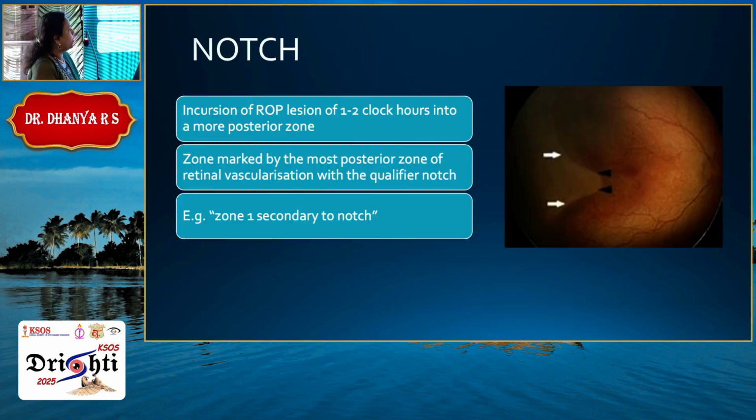Now, one important thing that you have to know is what is a notch. Notch is an incursion of ROP lesion of 1 to 2 clock hours into a more posterior zone. Suppose you see that a baby's retina has mostly reached up to the zone 2, but 1 to 2 clock hours of the temporal retina is having a notch into the zone 1. Then you have to mark it as zone 1 secondary to notch. This is an important definition that was made by the ICROP.